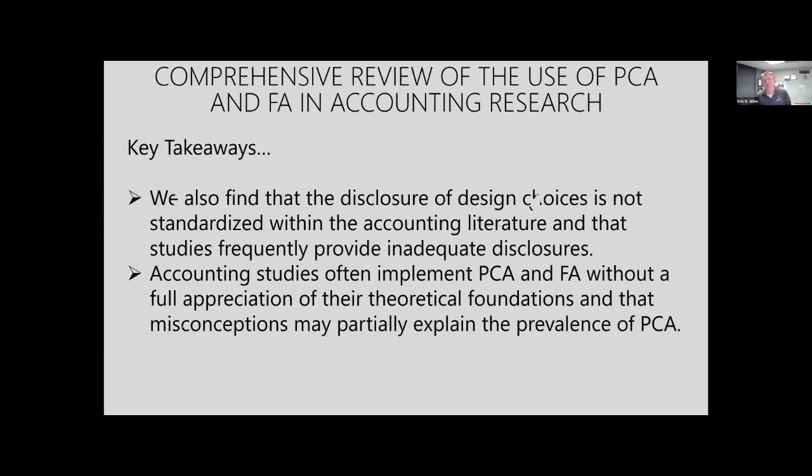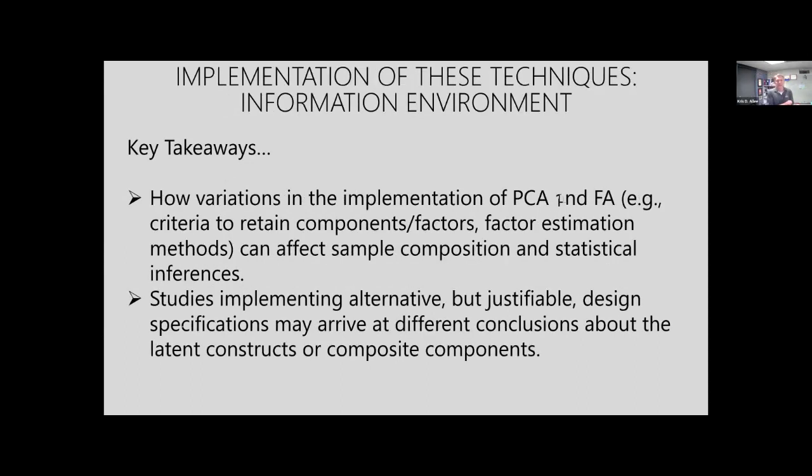We also find that disclosure choices, as I said, are not well disclosed. And so even if you're doing a PCA right, I don't know it. As a reviewer or as a reader of your paper, I can't tell, because you don't produce enough statistics. You don't produce a table or an appendix or something to show me that you're doing it right. And then accounting studies probably implement it without a full understanding of when you should orthogonalize, and if you orthogonalize, what is the best way to orthogonalize your data, that sort of stuff. And so we're going to talk about that tonight. Those are the key takeaways.